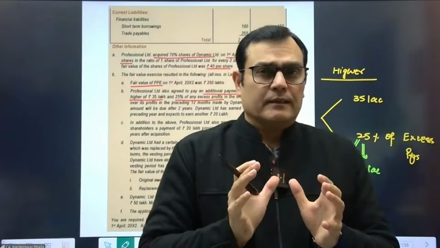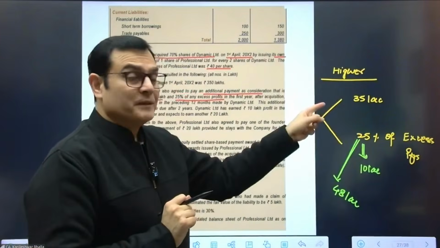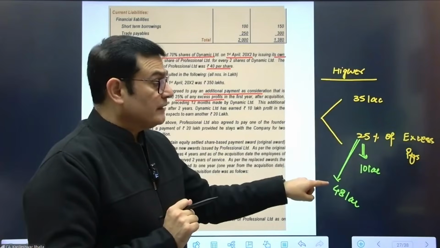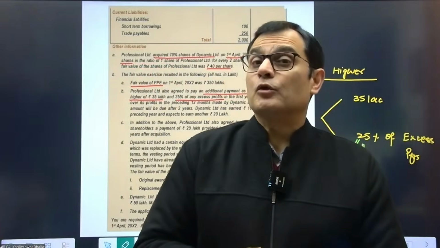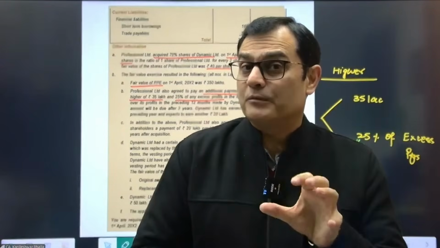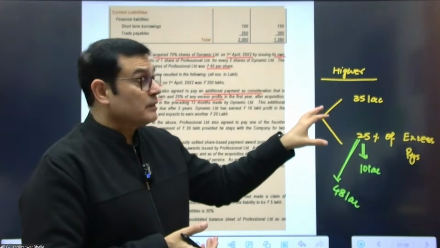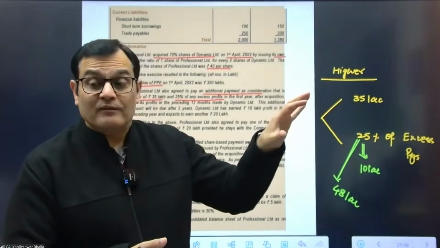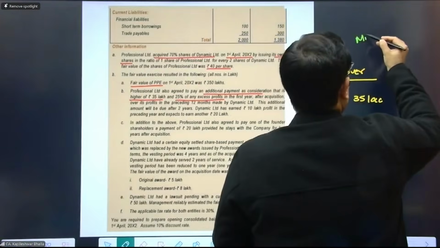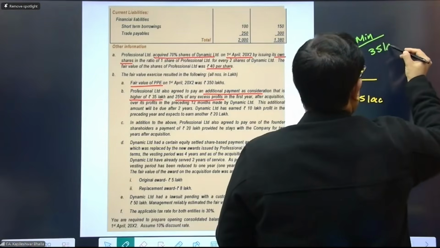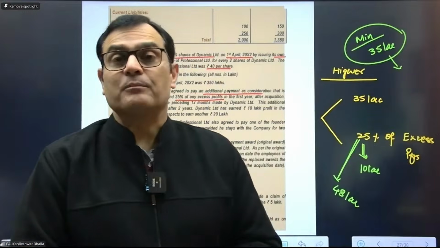So if 25% of the excess profit comes to 10 lakh, you're going to pay 35. And if it comes to 48, you're going to pay 48. So can I say you are in any case going to pay 35 lakhs? Is the observation correct? Either of the two figures comes, you are going to pay a minimum of 35 lakhs in any case. Correct. So can I say that this is a guaranteed payment? It does not depend upon any ifs and buts.